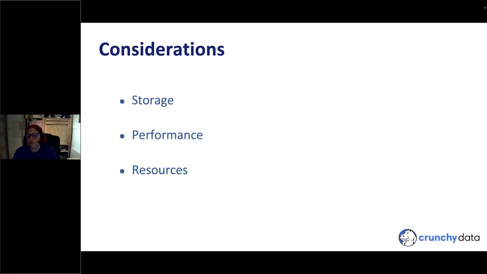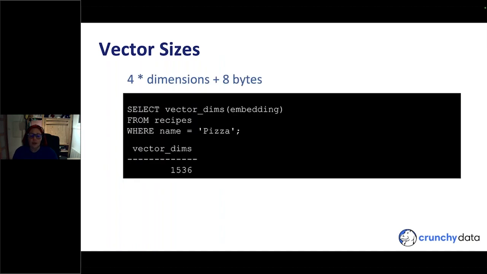Of course, there are some things that you need to think about when using this kind of tool. For example, storage considerations, performance, resource requirements. Looking at storage, for example, how much space do you actually need to store all of these vectors? Each vector takes 4 times the number of dimensions plus 8 bytes of storage. You can use the vectordims function to find out how many dimensions your vector has.